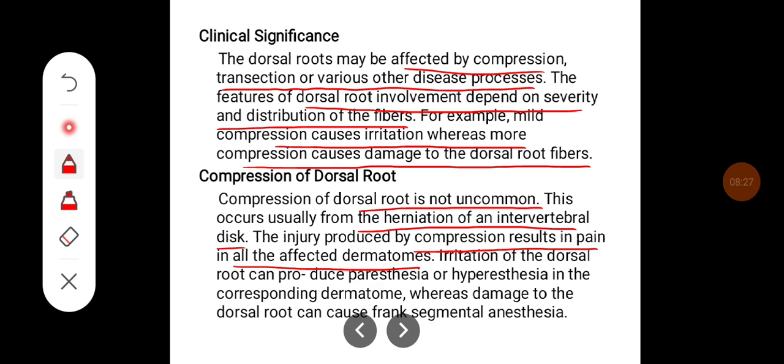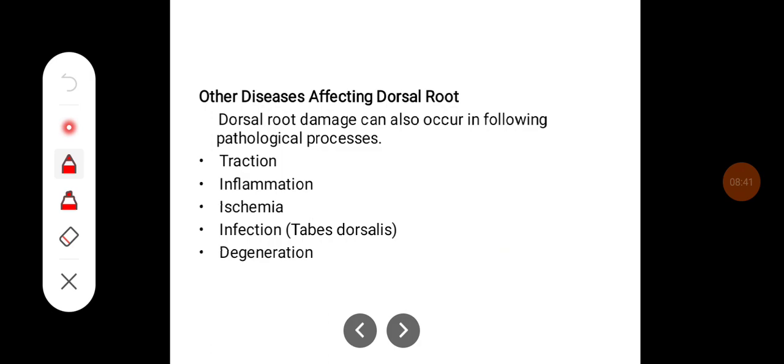Irritation of the dorsal root can produce paresthesia or hyperesthesia in the corresponding dermatome, whereas damage to the dorsal root can cause frank segmental anesthesia. The other diseases affecting the dorsal root are traction, inflammatory process, ischemia, and infection, as occurs in tabes dorsalis, and degeneration.